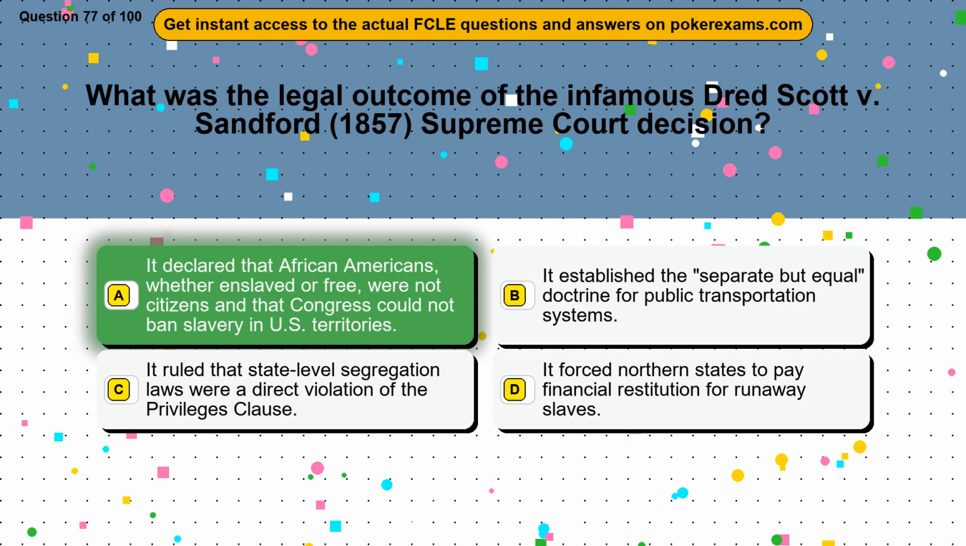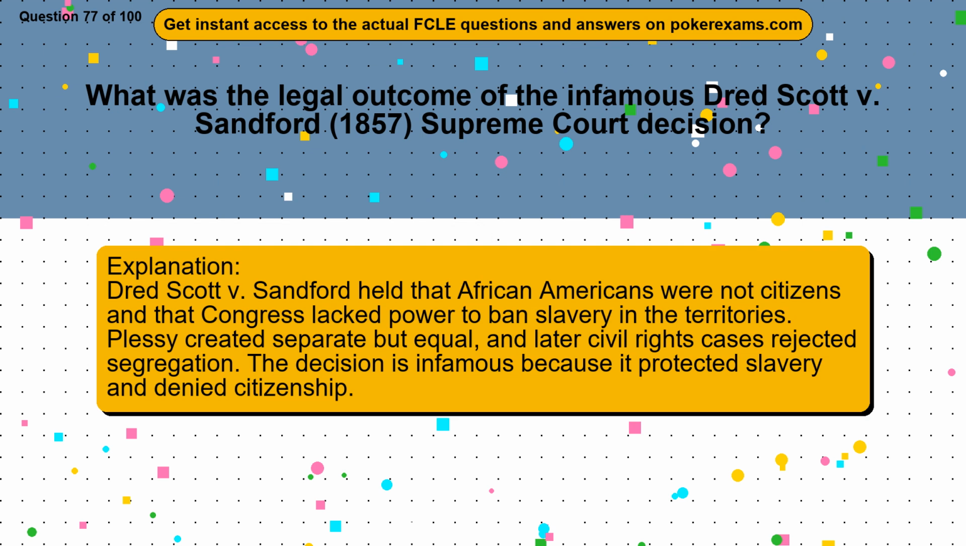The correct answer is option A. It declared that African Americans, whether enslaved or free, were not citizens and that Congress could not ban slavery in U.S. territories. Dred Scott v. Sandford held that African Americans were not citizens and that Congress lacked power to ban slavery in the territories. Plessy created separate but equal, and later civil rights cases rejected segregation. The decision is infamous because it protected slavery and denied citizenship.